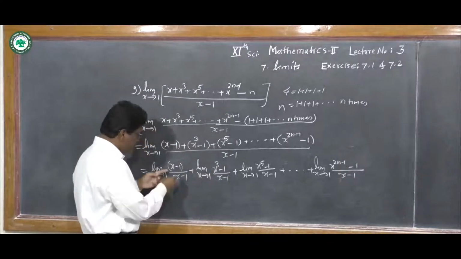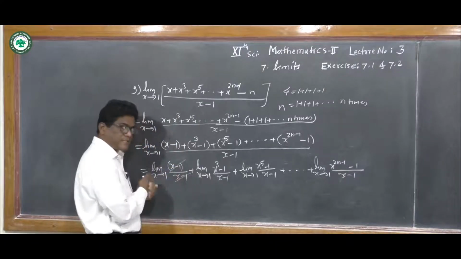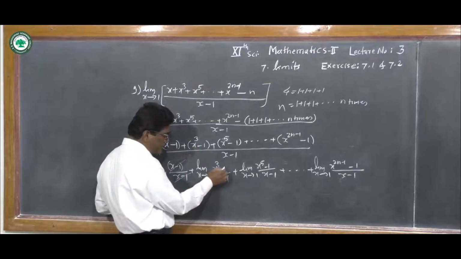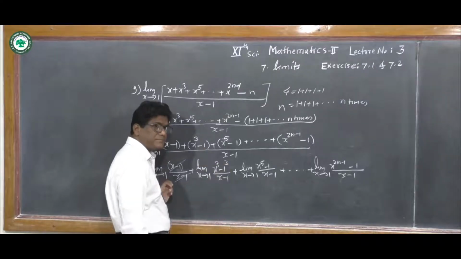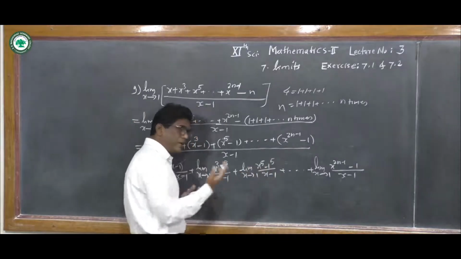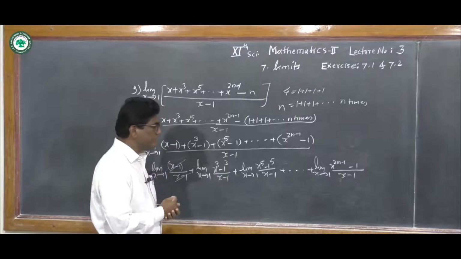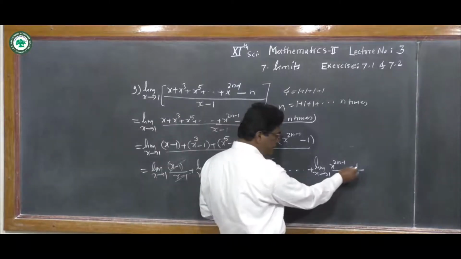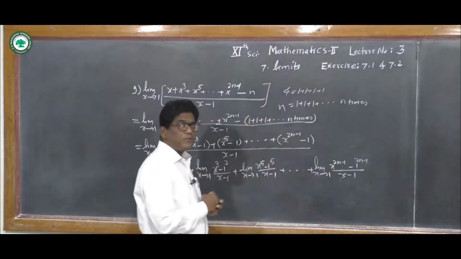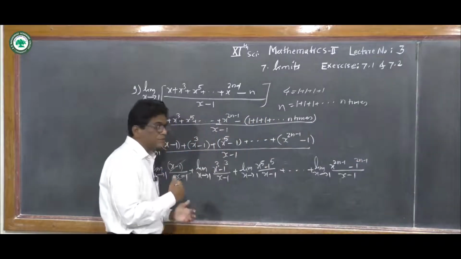Now here the x minus 1 and x minus 1 get cancelled, same terms. Now here x to the power 3, we write this one as 1 to the power 3. Here x to the power 5, here we write 1 to the power 5. 1 to the power anything is equal to 1, we know. And lastly here we take 1 to the power 2n minus 1. 1 to the power anything is 1. And now use the standard formula.